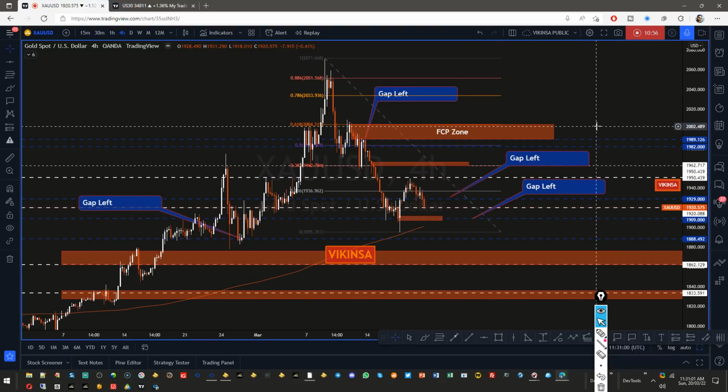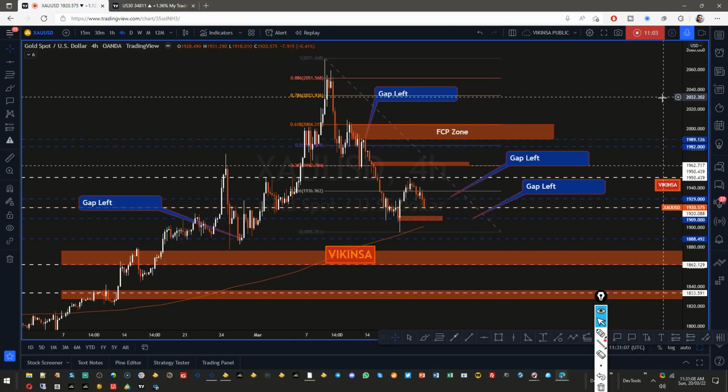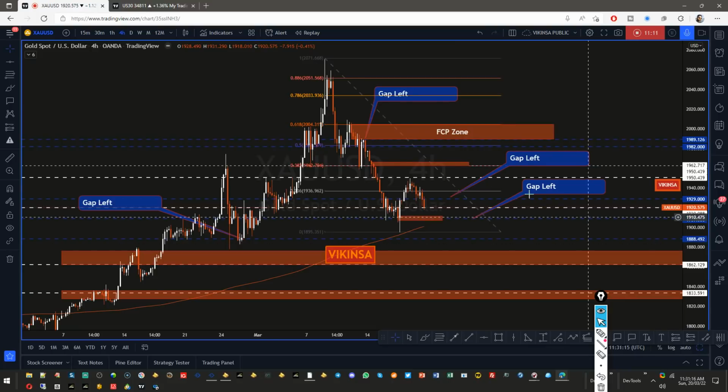Now all of these blue lines are gaps, and gold never leaves any kind of gaps open. So there are several gaps which are available. One of them is 1989, the other one is 1982, then we have 1929, 1909, 1888. All of these are gaps, right?